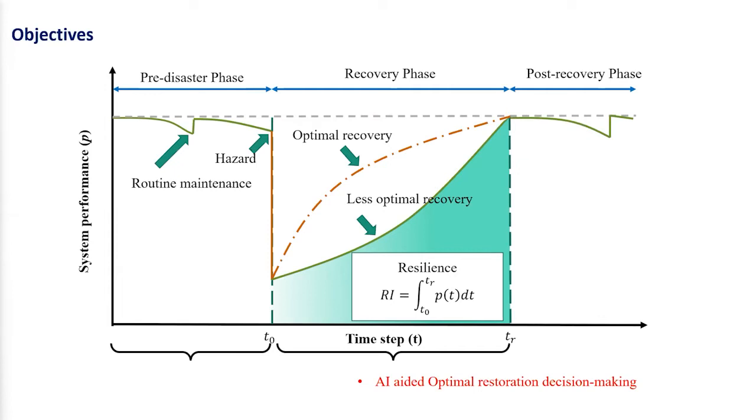If we look at these two trajectories, we can see that if we adopt a more optimal recovery, it can achieve a certain threshold of system performance more efficiently, and also it can achieve a higher area under the curve. If we use this area under the curve as a resilience index, we can say optimal recovery can achieve a higher resilience index as well. So in this presentation, I'm going to talk about how we use artificial intelligence to aid optimal restoration decision making.